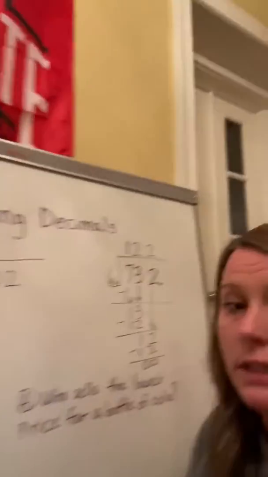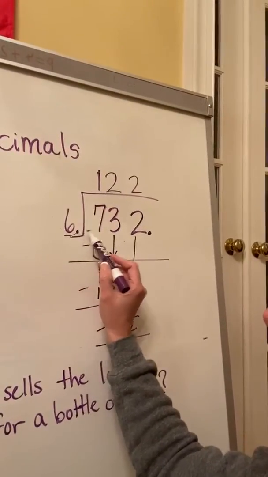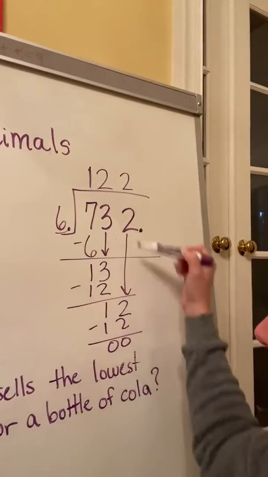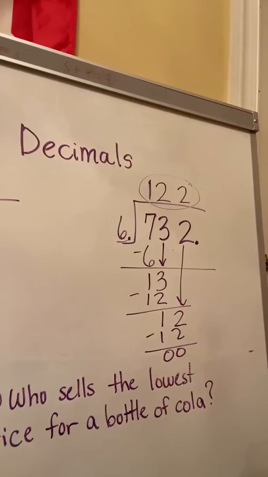I can move this a little bit closer here so you guys can see. This is what we did. We moved our decimal the places we needed to, and then we just divided. So our quotient here would be 122.